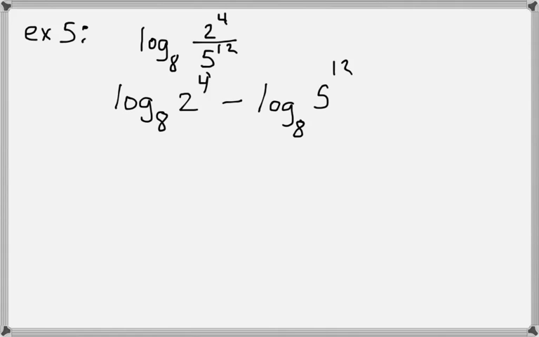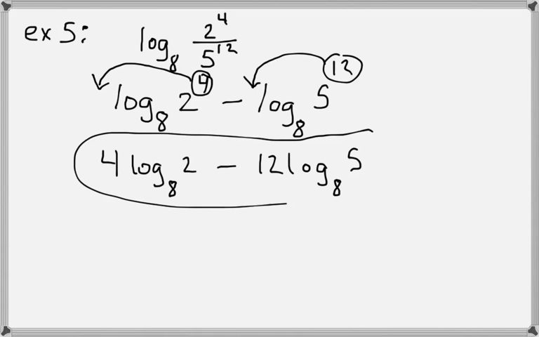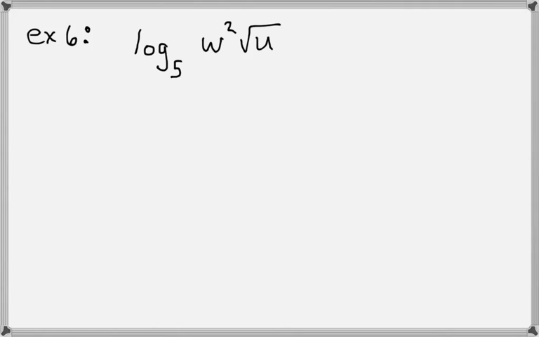Those exponents we can work with using the power property, and they get moved out in front. So we have a 4 times the log base 8 of 2 minus a 12 times the log base 8 of the 5. And we look at this, there's nothing else that we can do to expand this. This would be our final answer. Let's look at another example.